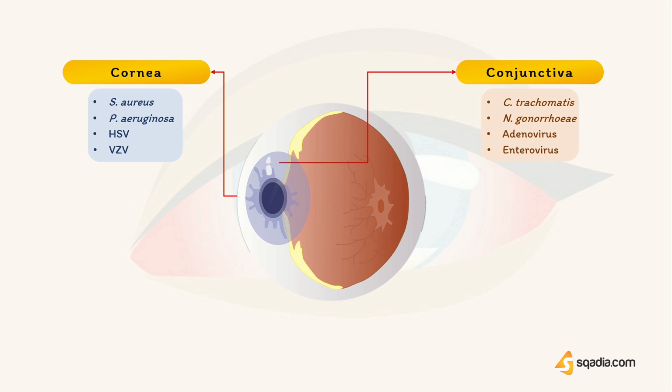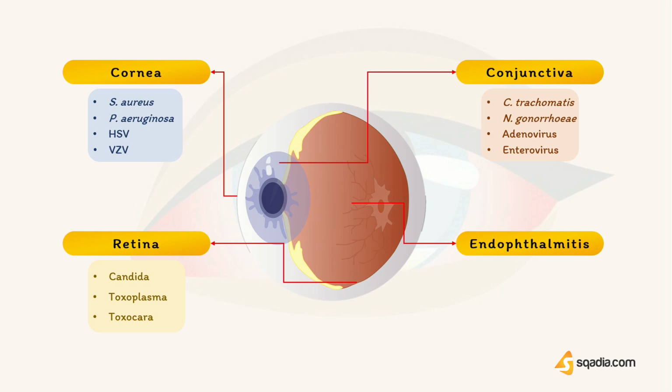Moving on, we have the retina, which can be infected by Candida albicans, Toxoplasma, and Toxocara. As for endophthalmitis, we have to remember that it is caused by Staphylococcus aureus, Staphylococcus epidermidis, Pseudomonas aeruginosa, and Toxocara.